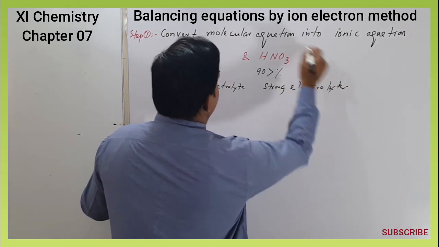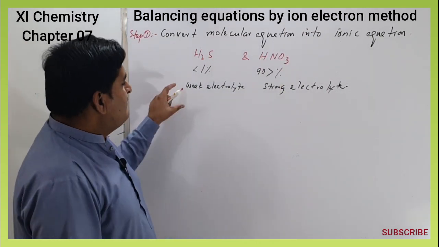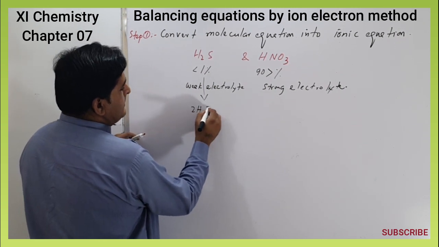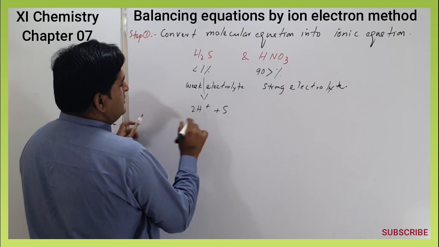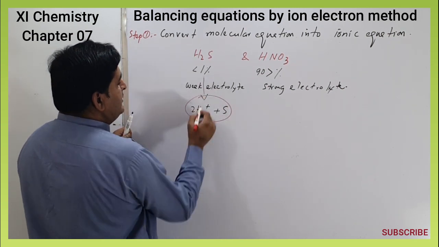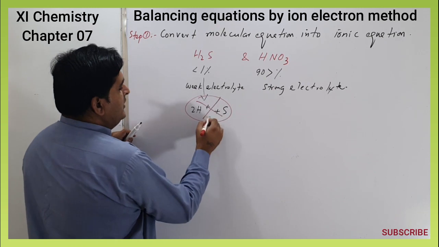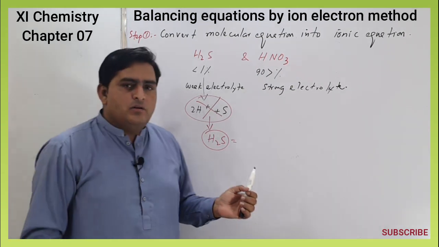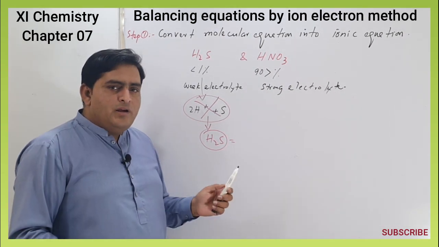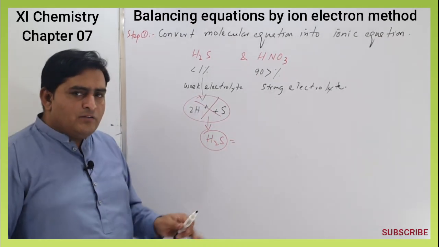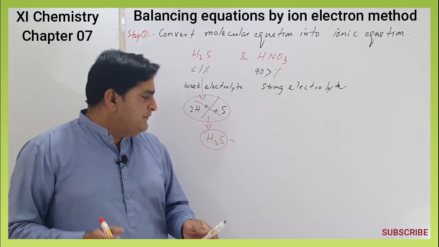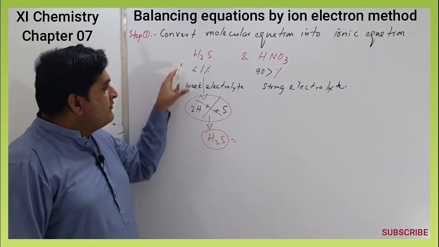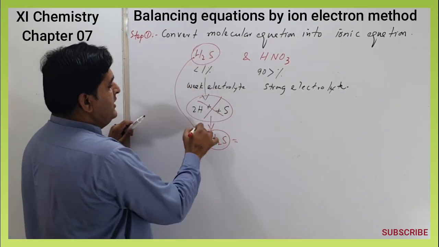While we balance equations by the ion electron method, we don't have to convert H2S into 2 hydrogen ions plus sulfide. We cannot write it like this. It retains its original position, because it has no considerable degree of dissociation. That is why very weak electrolytes, if their degree of ionization is less than 10% or 20%, we have to keep as they are written in the equation.